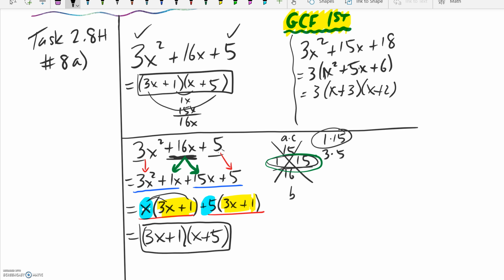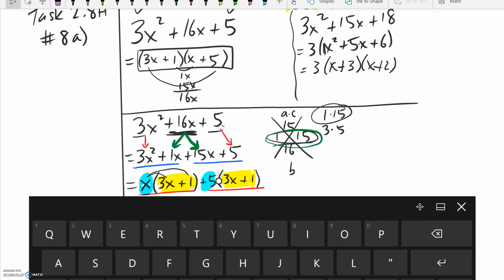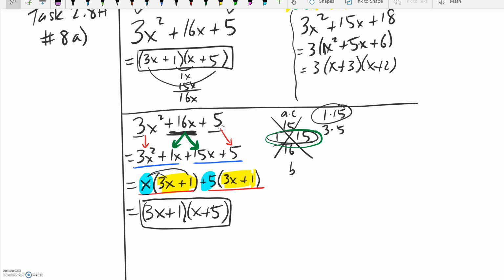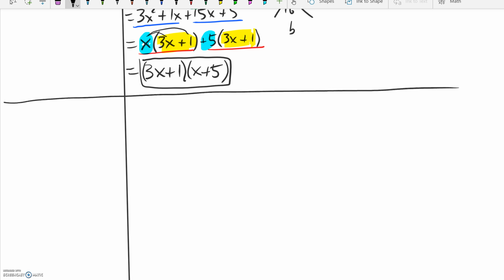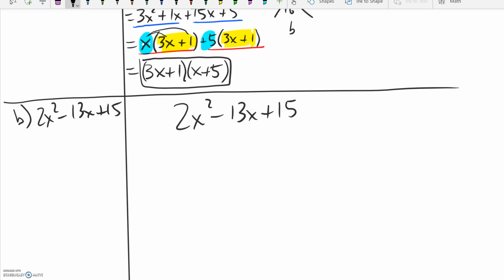So let's go ahead and try this new technique on part B. Oops. So let me draw a little line here, separate. Here goes part B, and it's a 2x squared minus 13x plus 15. So the first thing I notice, let me copy it down. First thing I notice is there's no GCF, right? Nothing's in common to all three.